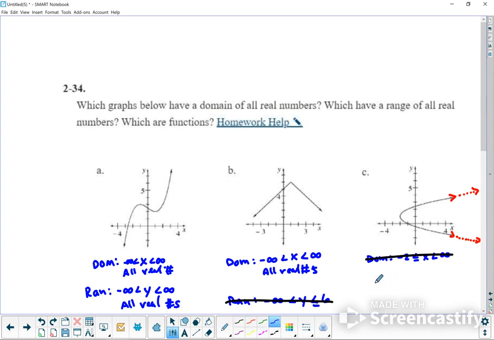The range, let's see. Because it keeps going up slowly, it's going to keep going up here. And because it's going to keep going this direction, slowly down, it's going to go all the way down as well. So this one, the range is all real numbers, or we can say that this is going to be y from negative infinity to infinity, or all real numbers.